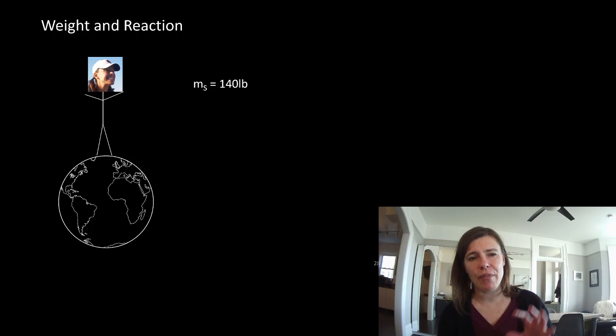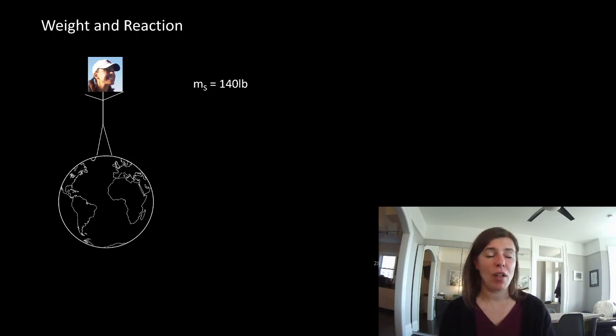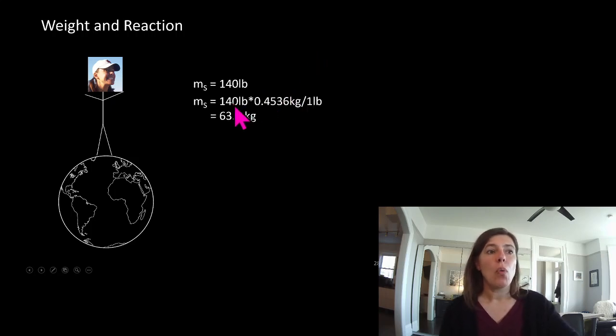We can do it in imperial, but the units, everything's a little bit different. And then pound can be force or mass in the imperial system. It's all very complicated. Let's switch it over to metric. We're going to be working in metric. So let's turn this 140 pounds into kilograms. Well, 1 pound is 0.4536 kilograms, or just under half of a kilogram. So we can figure out that me, as 140 pounds, is 63.5 kilograms.